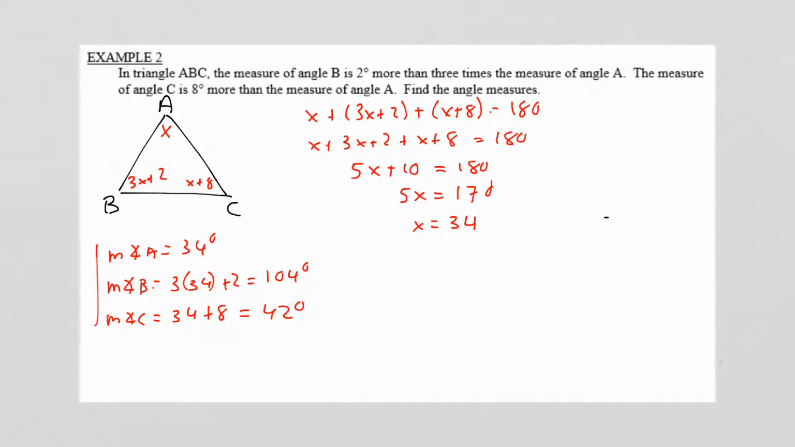So those are the measures of the angles of the triangle. And if you wanted to make sure, you could add all of these angles up and you would see that you would get 180.